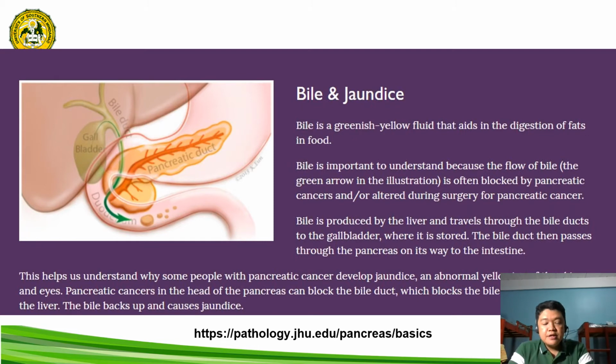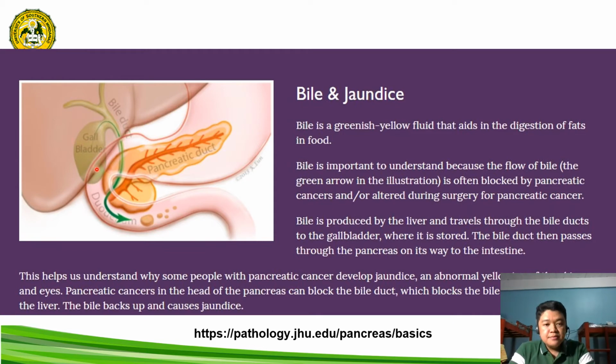So another important function of the pancreas is it serves as a route whereby the bile coming from the gallbladder will be emptied towards the duodenum. The bile is a greenish yellow fluid that aids in the digestion of fat in food. The bile is produced in the liver and it is stored in the gallbladder.